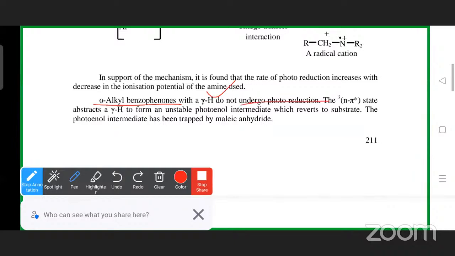This is the exception here, because if the gamma hydrogen is present, it undergoes a rearrangement reaction. Instead of photoreduction, it undergoes a rearrangement, and it forms a photoenol product here. That's why the condition is there. So if ortho-alkyl benzophenones are there, they won't undergo a photoreduction reaction. Instead, they undergo an intramolecular rearrangement reaction here.